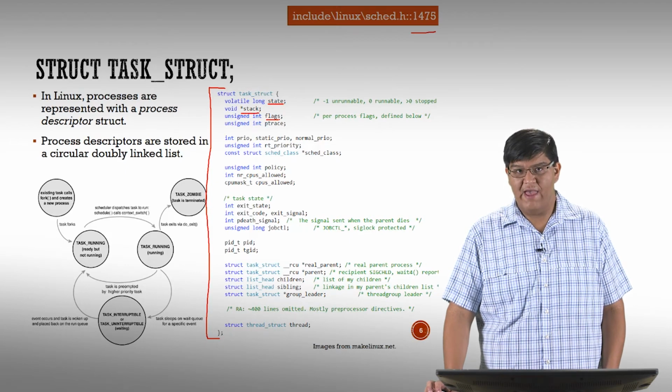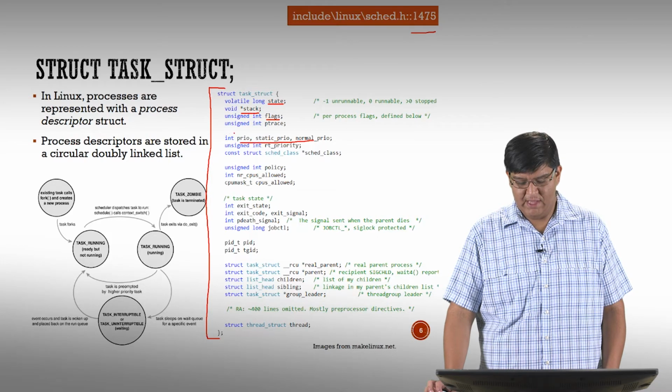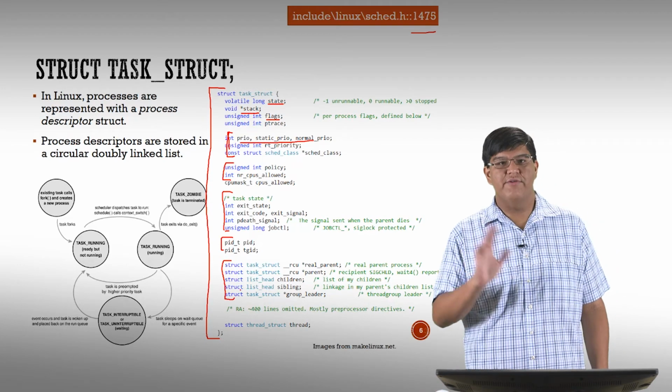There are different flags about what is happening in our program. There are some priorities associated with it, maybe having to do with scheduling stuff. Stuff about security, more stuff about states, stuff about unique identifiers, how it relates to other processes in the system, all this kind of information. It just goes on and on.